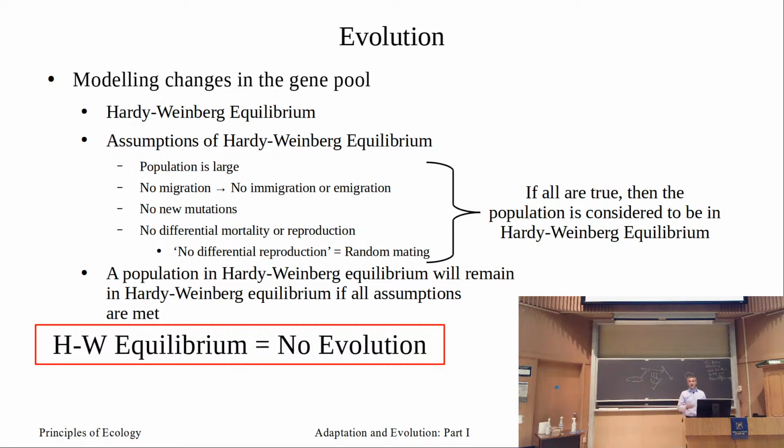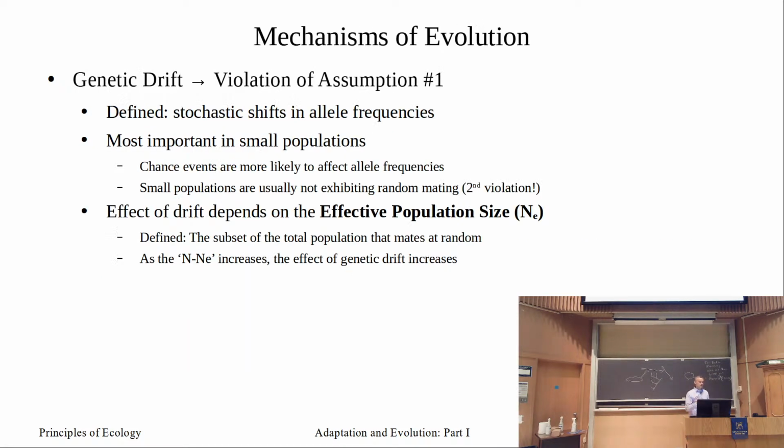That's kind of why we do science: we see that this population is evolving. Let's figure out why it is and what's going on. So what we're going to do is step through these assumptions, because violation of each assumption leads to a mechanism of evolution that, if you've had the evolution course, you've talked about. The first one was genetic drift. This is if we violate assumption number one, meaning we're working with a small population size.